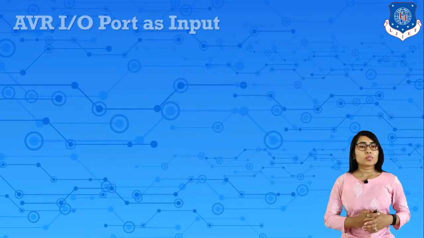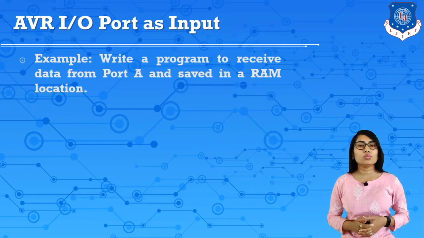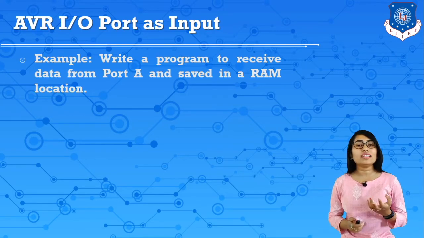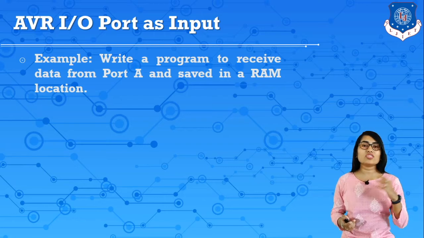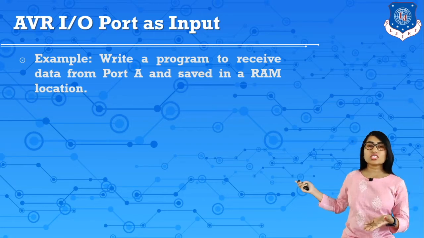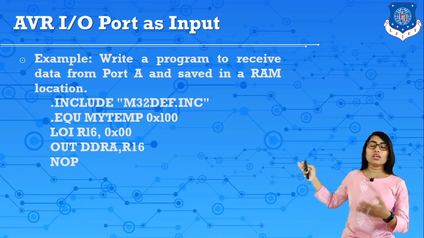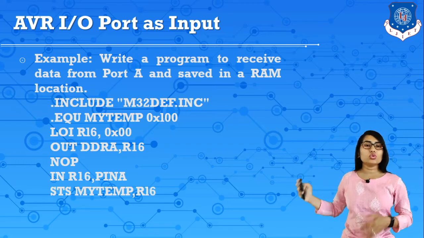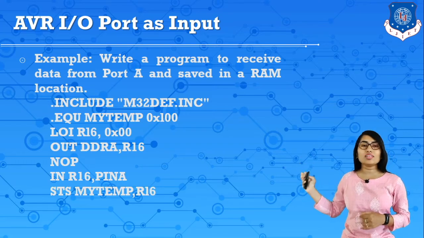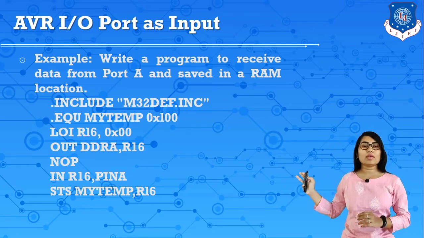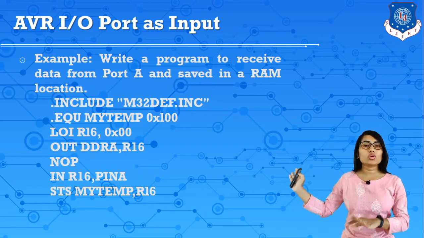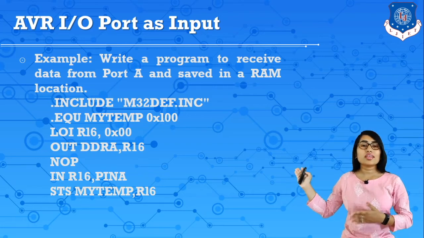Next we have a program for the AVR IO port as an input. Write a program to receive data from port A and save it in a RAM location. So we have to read data from port A and then save it at a RAM location. First include the library, then make the port an input and then write the code. So .include m32def.inc, then we assign a value: .equ mytemp = 0x100. We can assign any value here. We just use RAM location 0x100, which is in hexadecimal form.